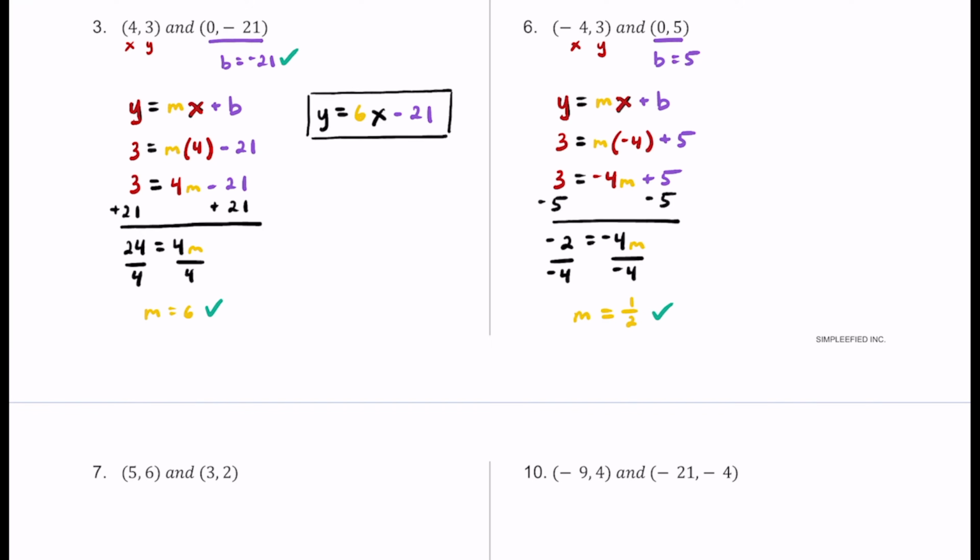So we have a slope, we have a y-intercept. We can write our linear equation as y is equal to 1/2 x plus 5. All right, there is our linear equation for the 2 points that we were given.